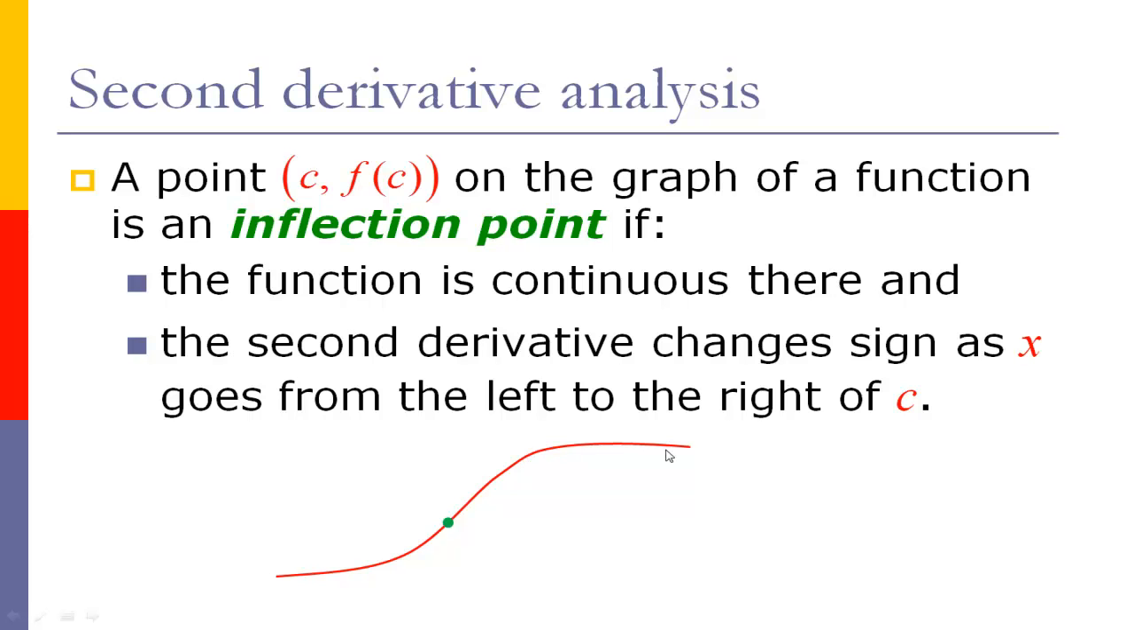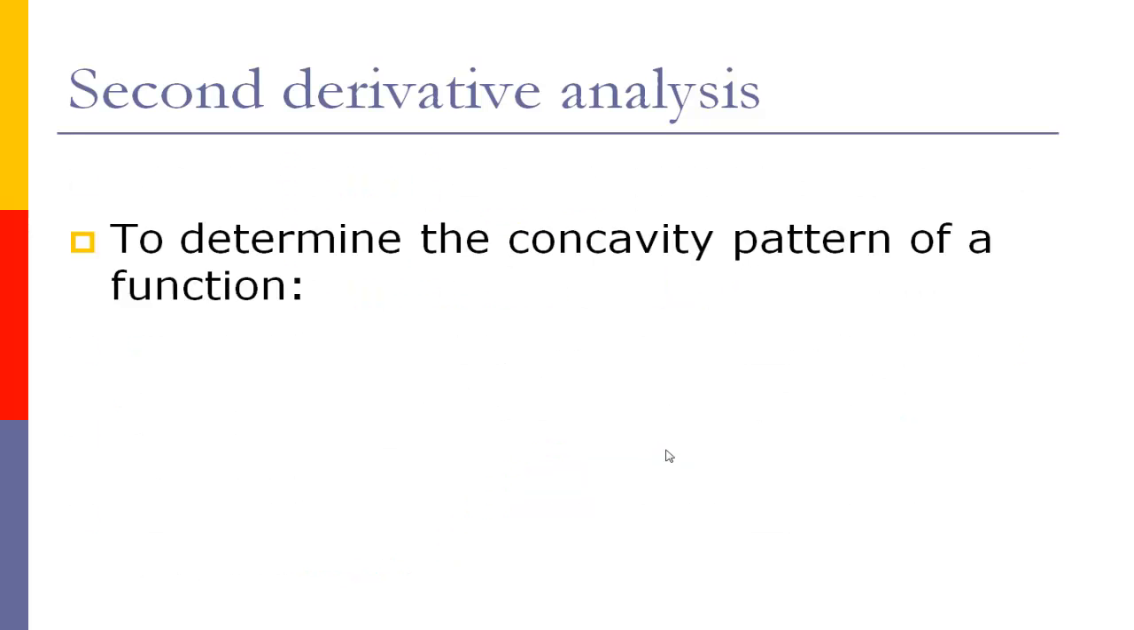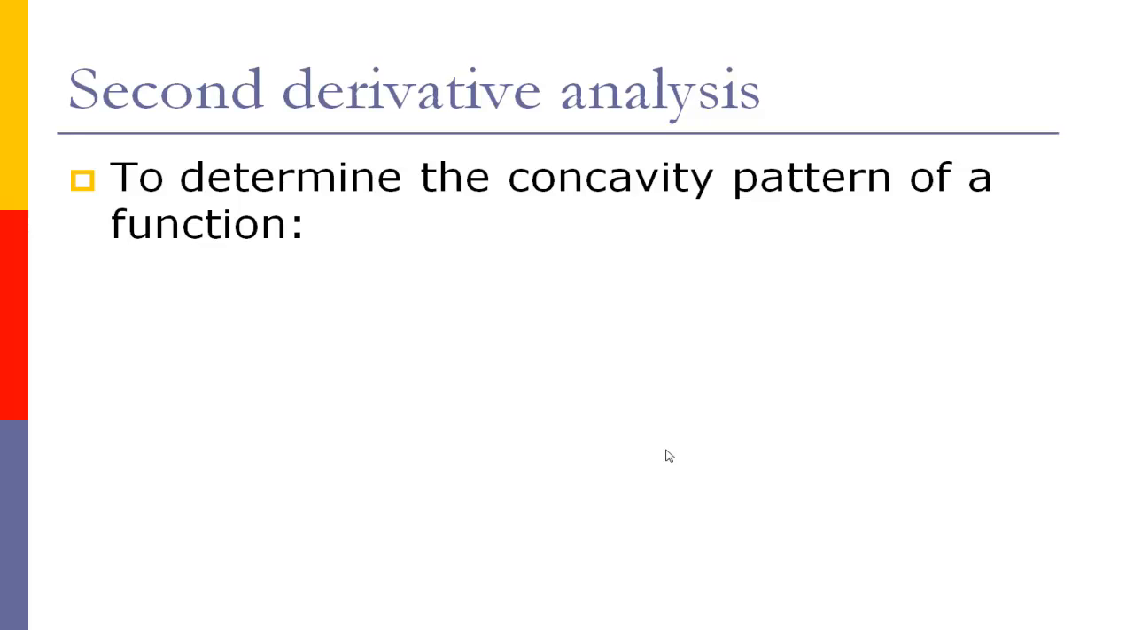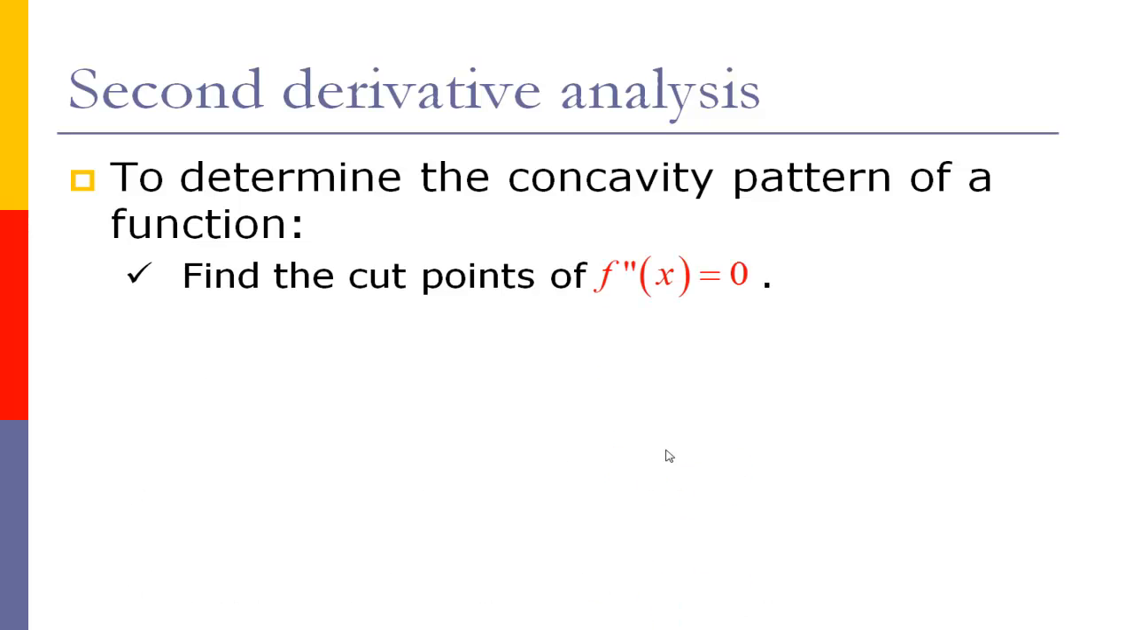Okay, so as we look for these inflection points, we have to make sure we have a point, that the function is continuous there, with no jumps, no other strange things, no asymptotes, for instance, and that the concavity is changing as we move across that particular point. So this leads us to using the second derivative and analyzing it completely to get the concavity pattern of a function. And the procedure here is very similar to the procedure we used for the first derivative. So what we're going to do is first of all find the cut points of f double prime of x.